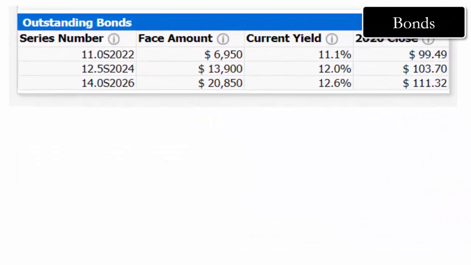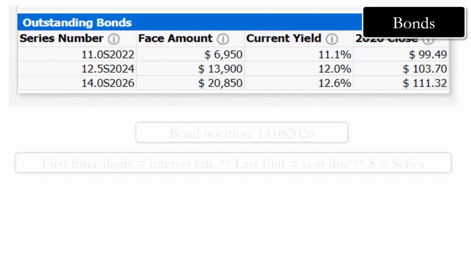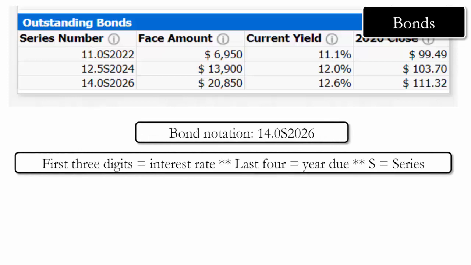Your company has some outstanding bonds that will come due in the next few years. Please note that these dates may be different on your interface, and these are just for illustration. The series number identifies the bond issue. You can see the bond notation here.